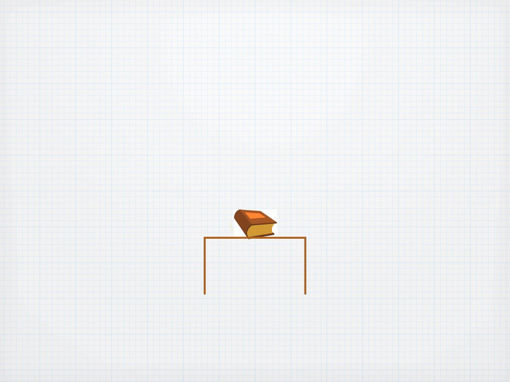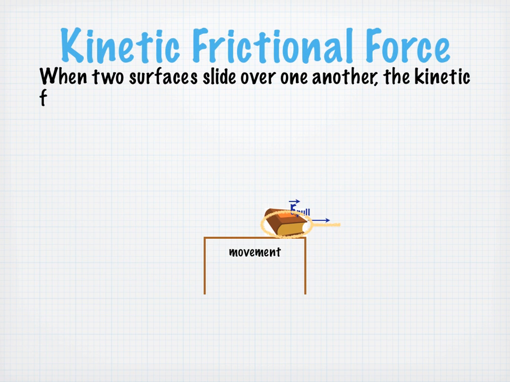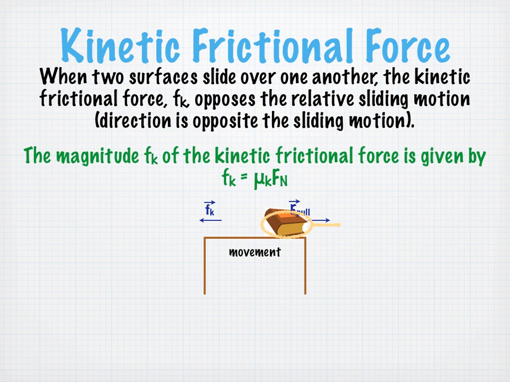Once we have movement between two objects in contact with each other, the frictional force opposing the motion is called the kinetic frictional force. The word kinetic suggests movement. The magnitude of the kinetic frictional force can be found by multiplying the normal force by mu sub k, where mu sub k is the coefficient of kinetic friction.